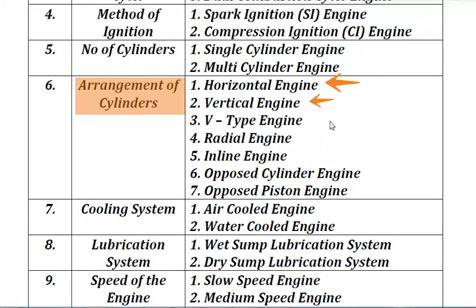Next, V-type engine. Now, what is a V-type engine? The engines in which the cylinder arrangement is V-type are called V-type engines. Generally, 8 cylinder and above engines are V-type engines, for example V8, V10, V12, V16. So such engines are V-type engines. The next engine is the radial engine.